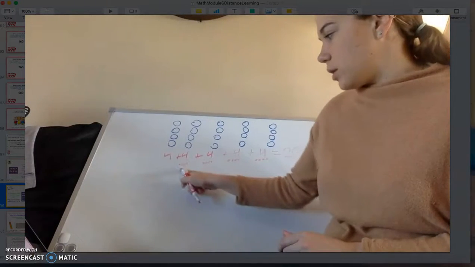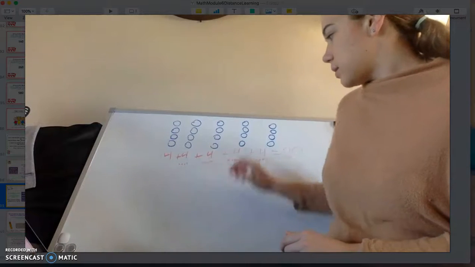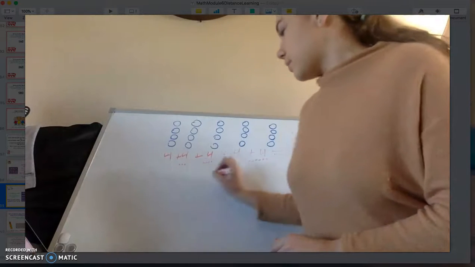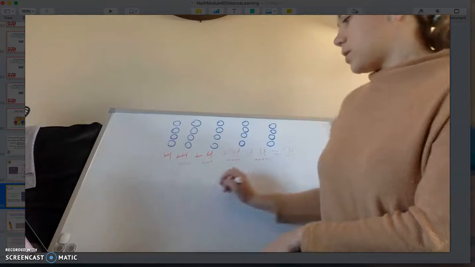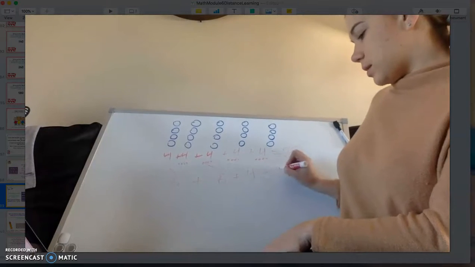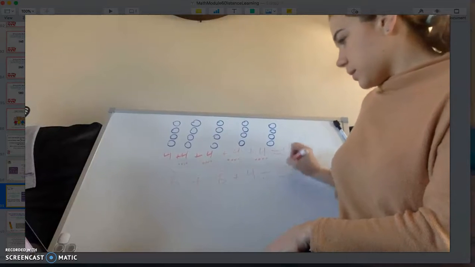Remember, if you wanted to, you can combine your add-ins. So you have 8 plus 4. So 16 plus 4 equals, good, 20.